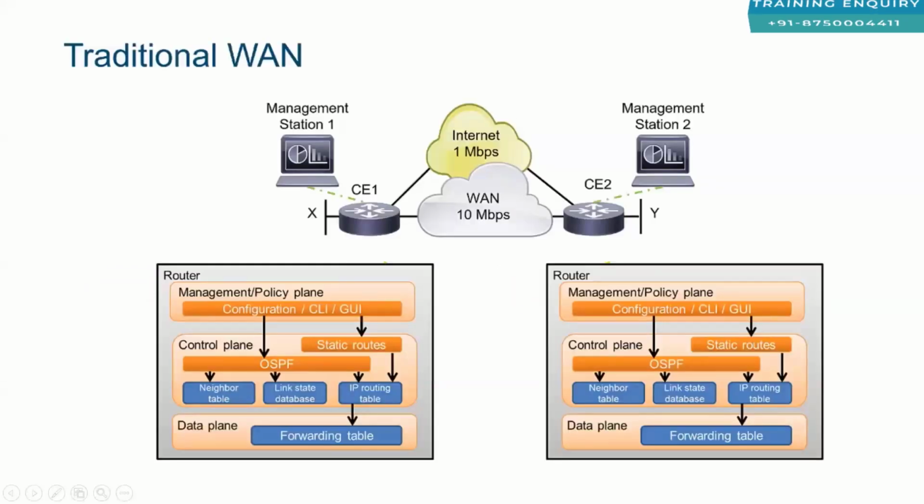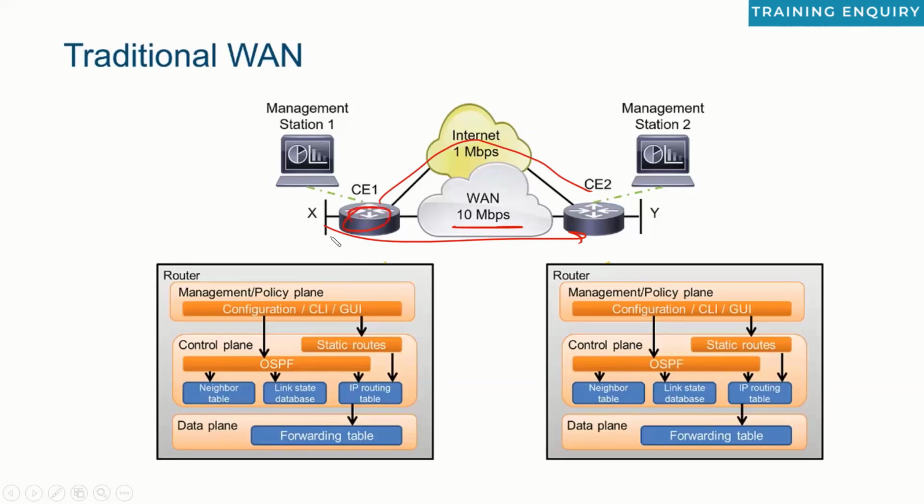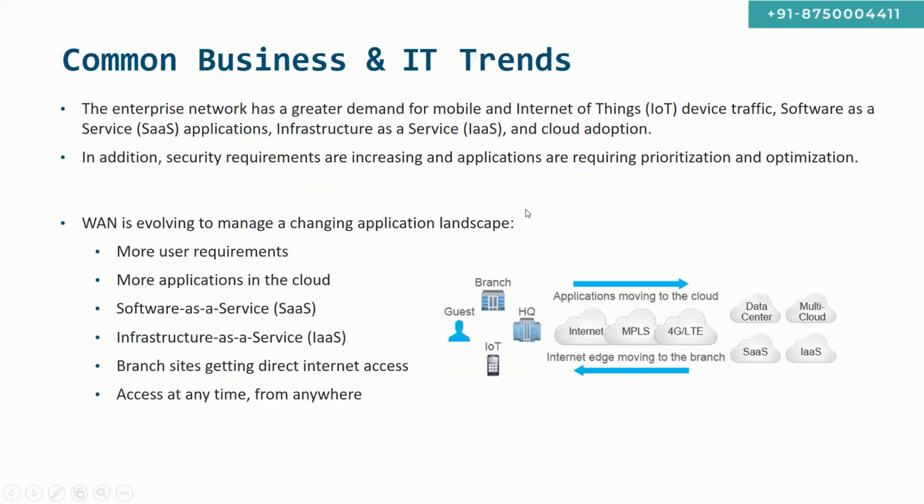So earlier, we had this kind of setup, right? Over the internet, we had an IPsec tunnel or DMVPN, and then we had MPLS. MPLS was the primary circuit. As a backup, we were using maybe this DMVPN kind of thing. And then all routers had their own management plane, their own control plane, their own data plane, right? All routers, you can see that. Now things have changed.